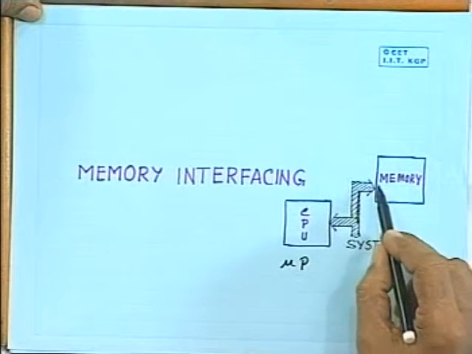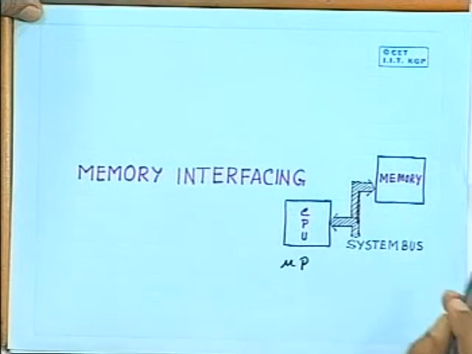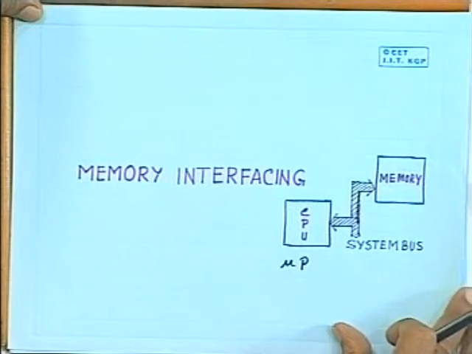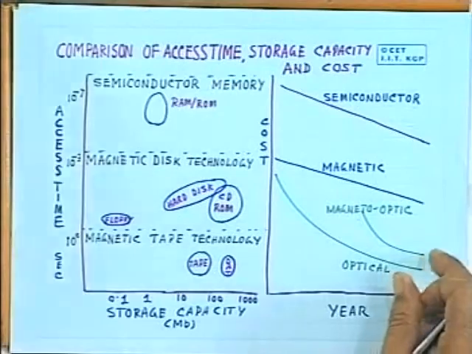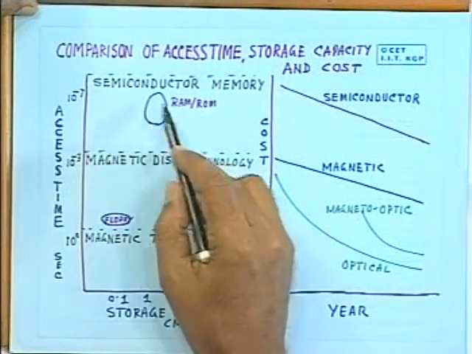We shall discuss about the various types of memory technologies which are available today. Let me give an overview of the different memory technologies available today before we discuss the way the memory interfacing is done. The memory technology can be broadly divided into three categories. As you can see here, the first one is semiconductor memory technology, random access memory and read-only memory belong to this category.